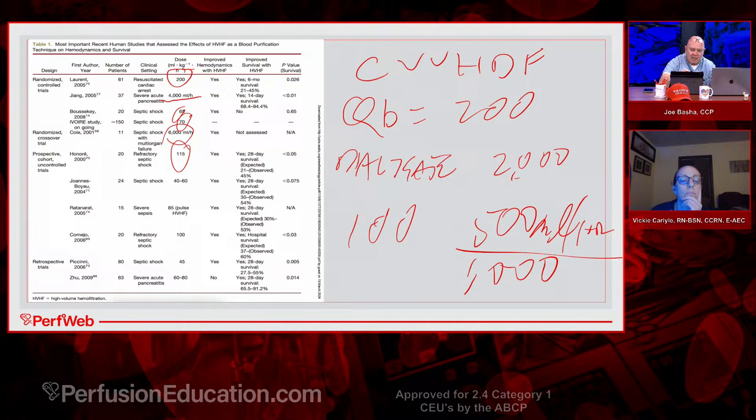And look at this. Survival, when you did high volume versus standard, your survival went from 21 to 45%. It went from 68 to 94%. It went from 21 to 45%. It went from 30 to 54, 30 to 53, and 37 to 60, 27 to 55, 65 to 91. Consistently, what you expect to see, your predicted survival on this patient compared to your actual survival. It's just incredible how effective this therapeutic modality can be if used properly.